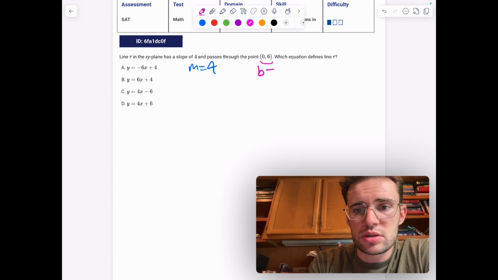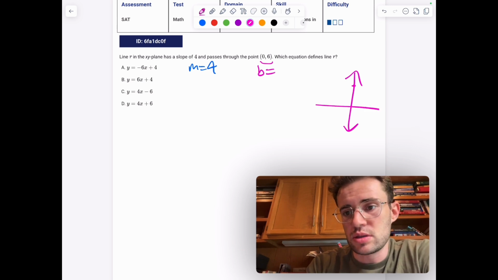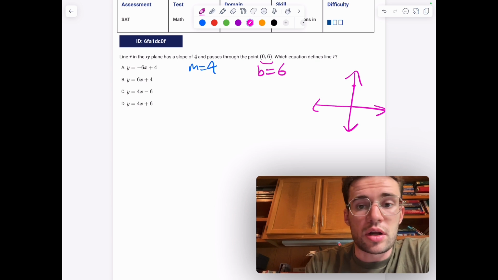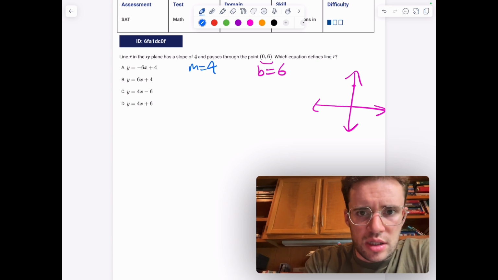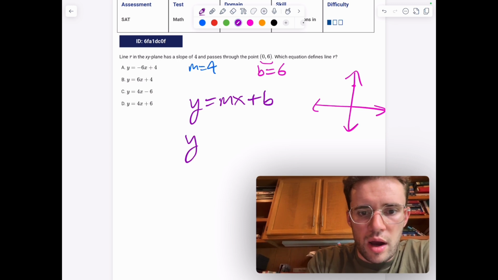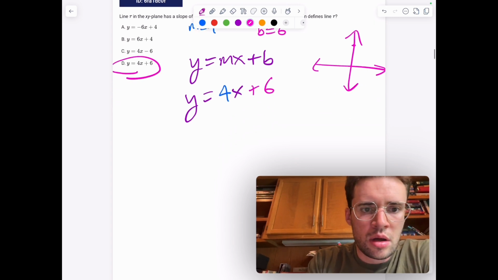And our y-intercept, right, when x is 0, y is 6. The y-intercept is when x is 0, right, because that's when it crosses the y-axis, which only happens right at an x value of 0. So our y-intercept, you could call it 6, which means that our equation is going to be, if you write y equals mx plus b, it'll be y equals 4x plus 6, which is option D.